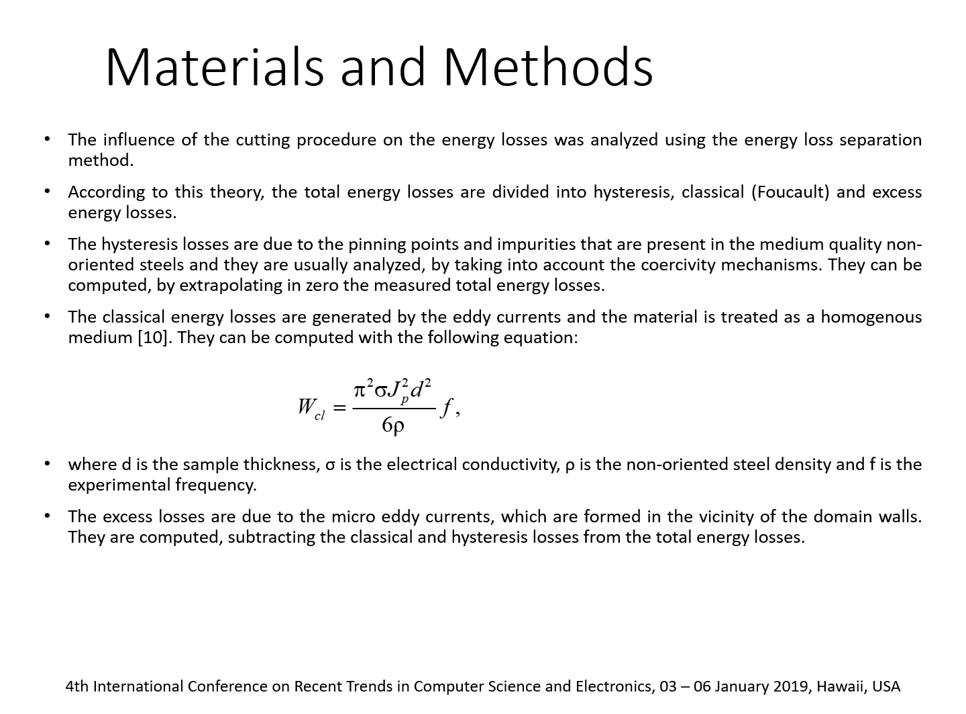The classical energy losses are generated by the eddy currents and the material is treated as a homogeneous medium. They can be computed with the following formula, where D is the sample thickness, sigma is the electrical conductivity, rho is the non-oriented steel density, and F is the experimental frequency. The excess losses are due to the microeddy currents which are formed in the vicinity of the domain walls. They are computed by subtracting the classical and hysteresis losses from the total energy losses.